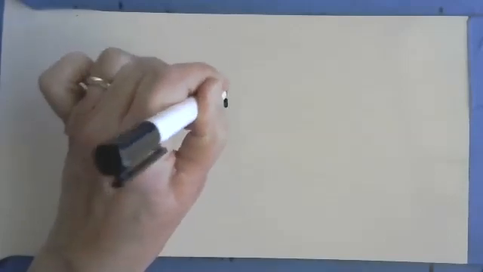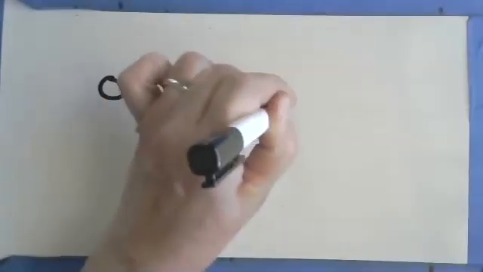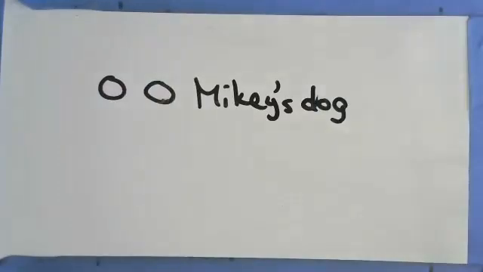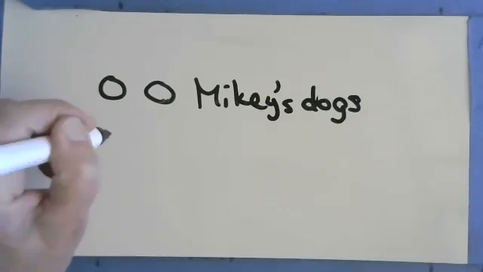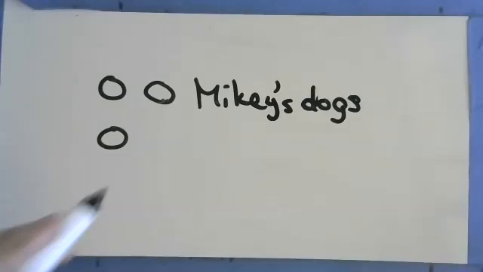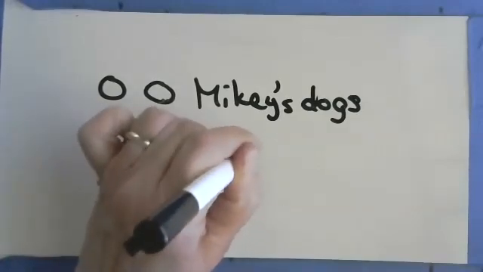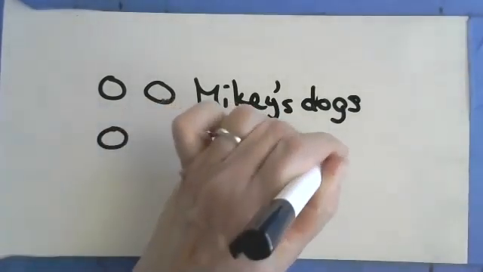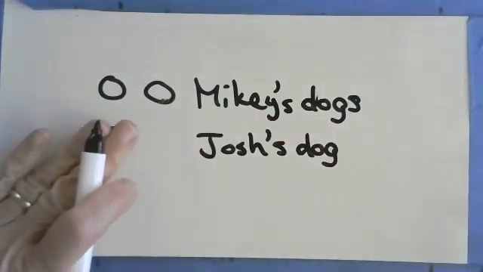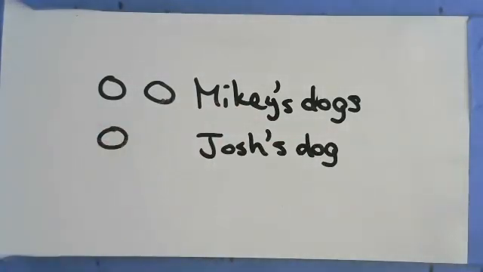Number 8, Josh has fewer dogs than Mikey has. Mikey has 2 dogs. That's an interesting one because these are Mikey's dogs, and it says that Josh has fewer dogs than Mikey. So we don't really know if Josh has 1 dog or if Josh doesn't have any dogs. And the wording of the question is ambiguous here. We're not sure of it.